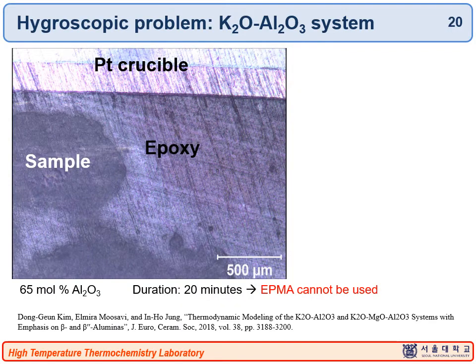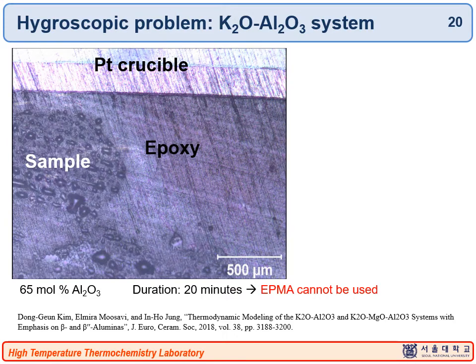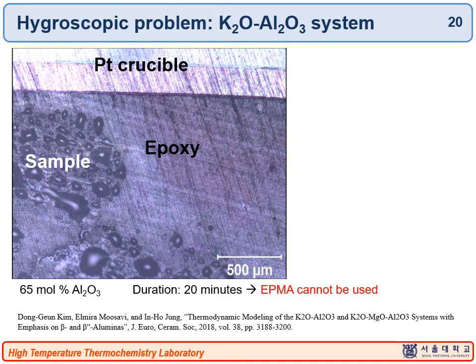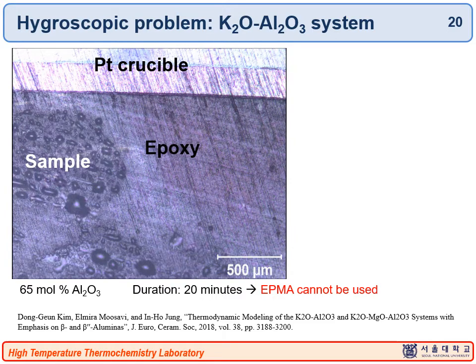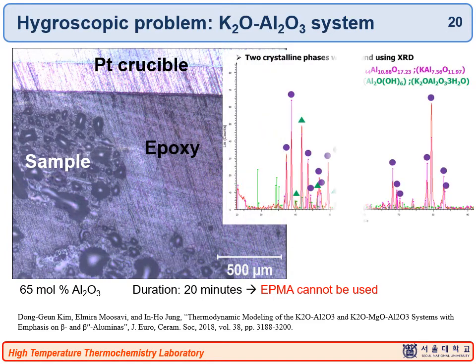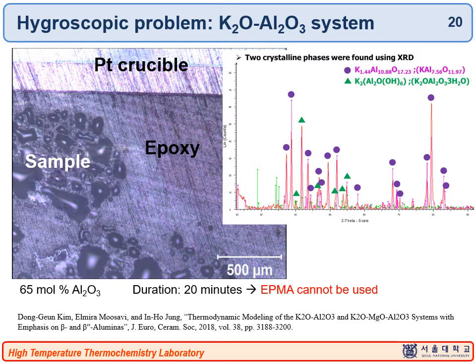This is the photo image of the surface of the polished sample left in the normal lab atmosphere. As you see, over 20 minutes, the material reacts with the moisture in air and is completely hydrated, as confirmed in the XRD data. So this kind of hydroxide hygroscopic problem can easily mislead conclusions in the phase diagram study.